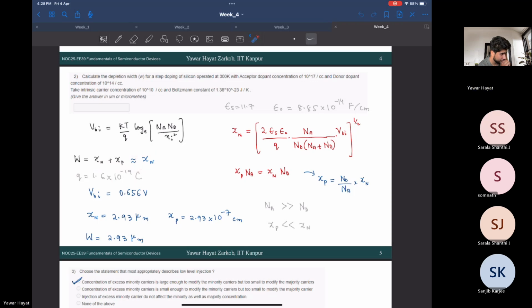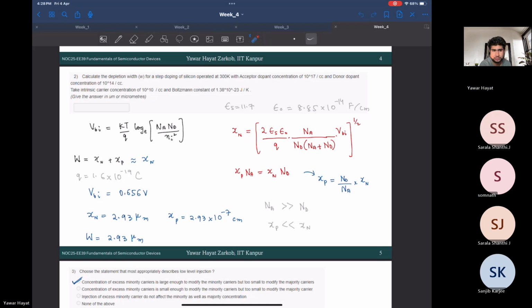Why? Because the acceptor doping concentration is way higher than the donor doping concentration. So the doping on the P side is way higher. That means the depletion width on the N side would be way higher compared to the P side, right? So it would be Xn. Now, for Xn we know this would be the formula, 2 epsilon, epsilon naught.